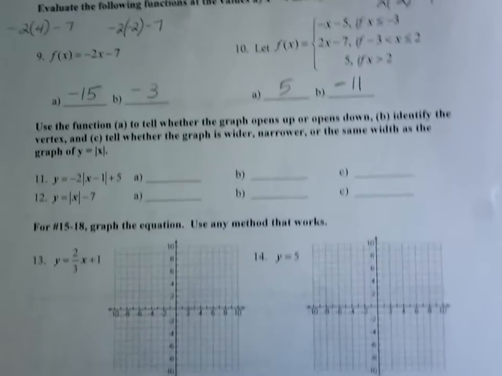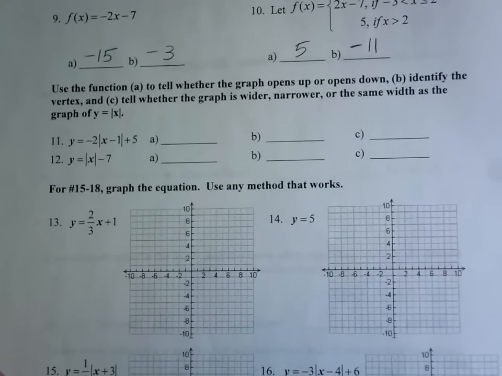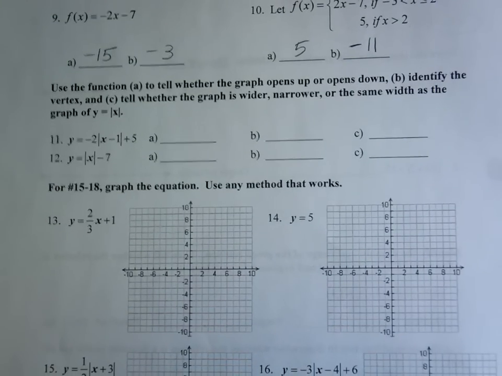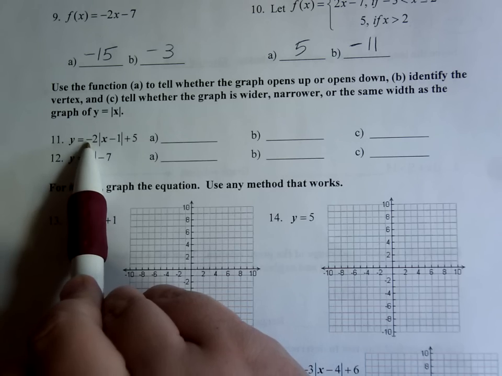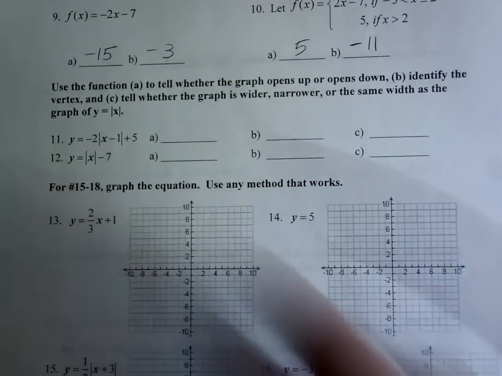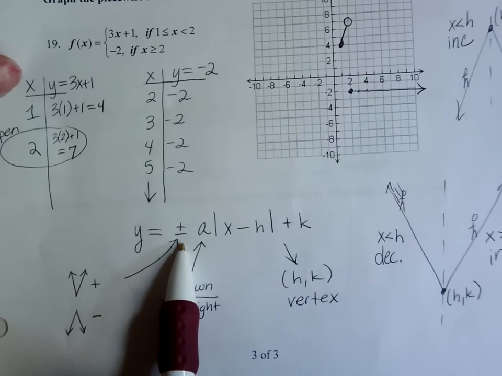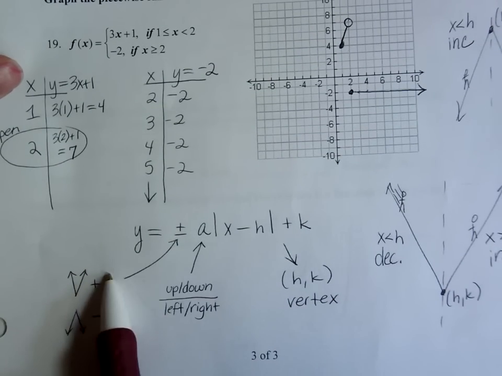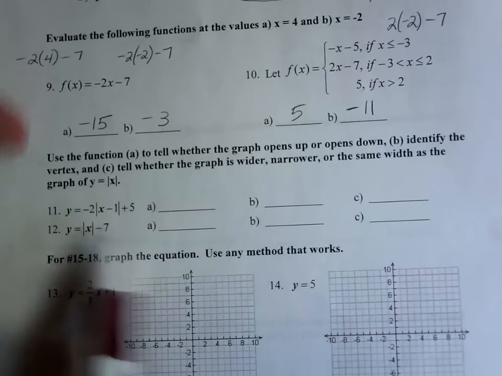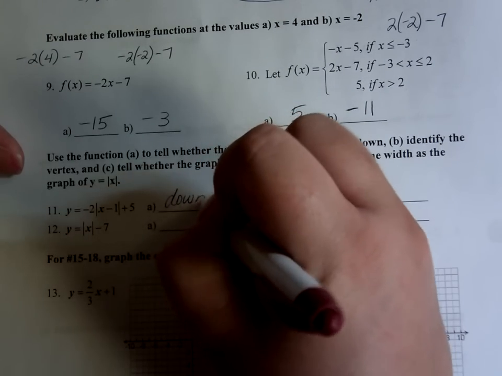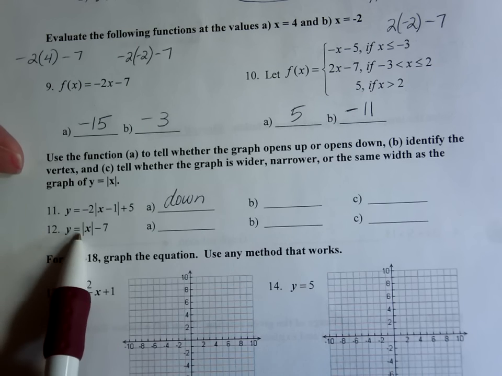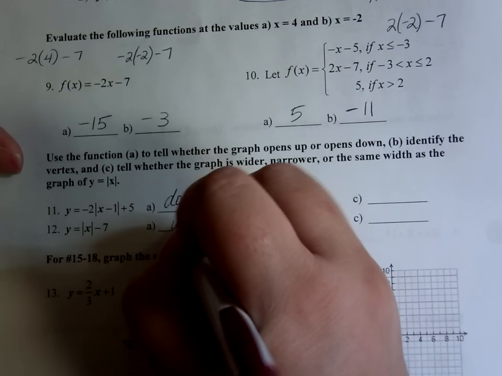Numbers 11 and 12, these were a lot like the beginning of our quiz on 2.4 and 2.5. Okay, so first thing we look at is the sign, and this is just like right here. First thing we look at is the sign to tell if it goes up or down. Okay, so this is negative, so that means it goes down. Number 12, right behind the equal sign, is a positive, so it goes up.